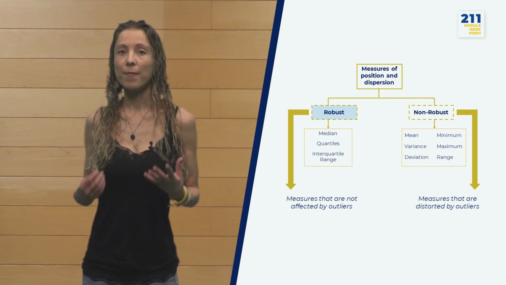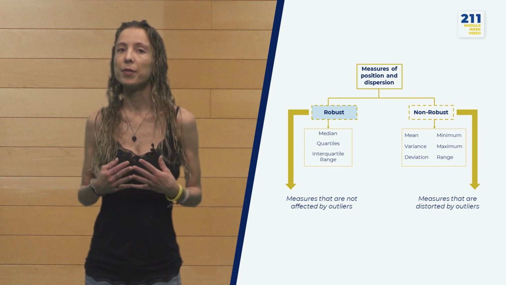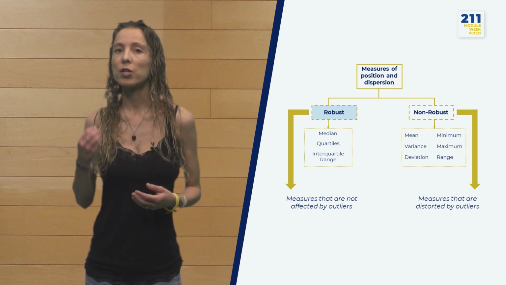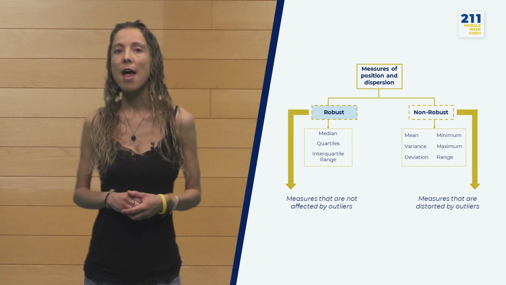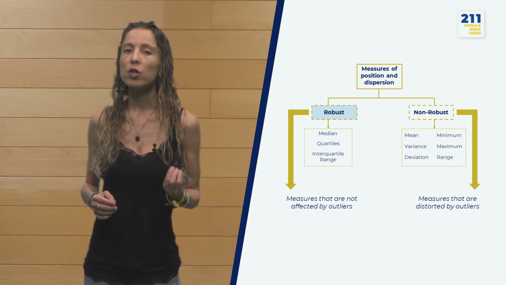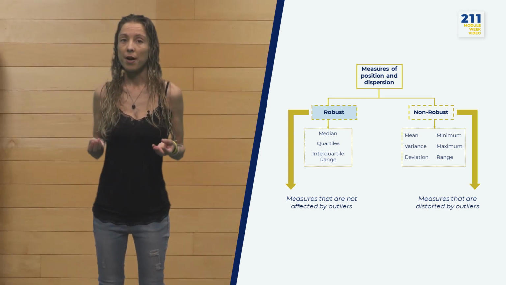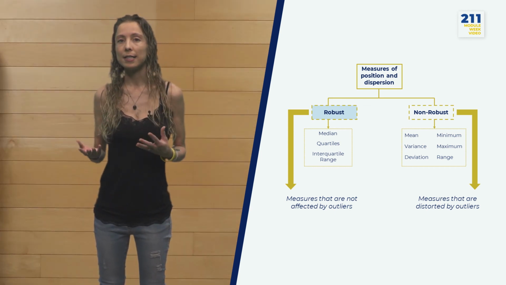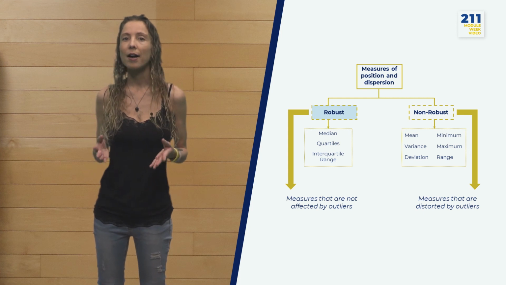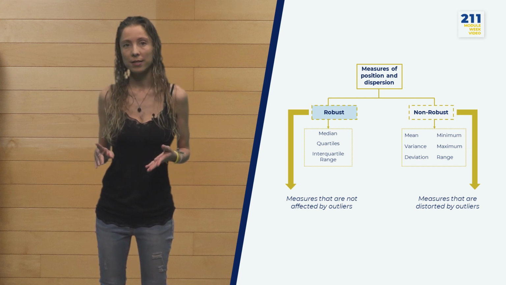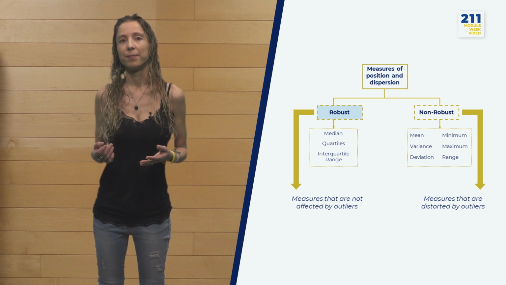Then, among the measures described, we can distinguish between robust measures, those that are not affected by outliers, and non-robust measures, those that are distorted by outliers. We can observe that the median, quartiles, and interquartile range are not affected by outliers, while the others are.